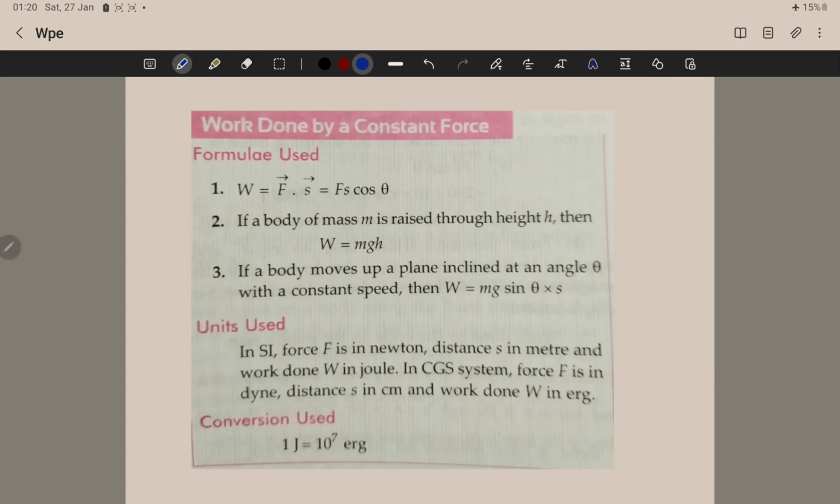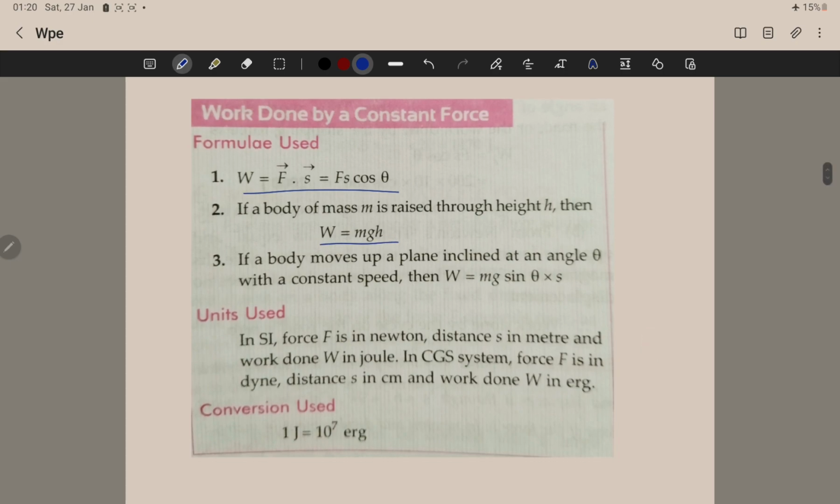Now here the important formulas are written in short form. The work done is the dot product of force and displacement, which can be written as Fs cos theta. If a body of mass m is raised through height h, then what is the work done? It becomes mgh. Okay, so this is the formula. If the body moves up a plane inclined at an angle theta with a constant speed, then W becomes mg sin theta into displacement.